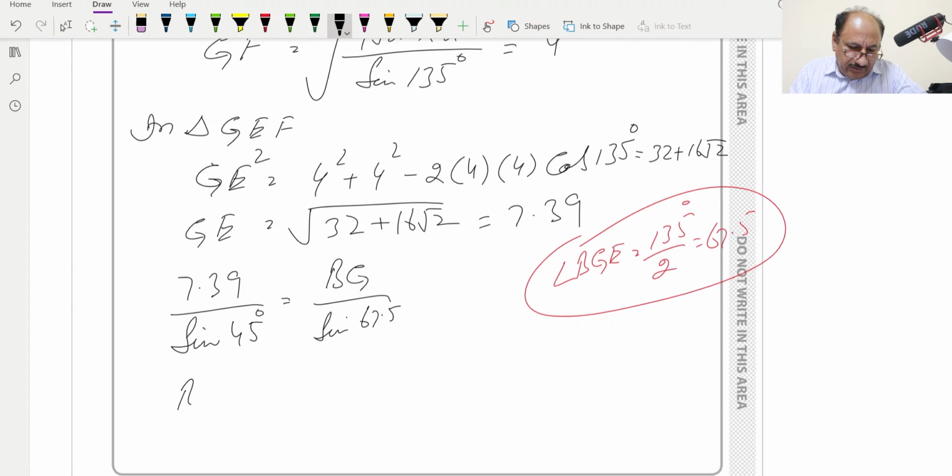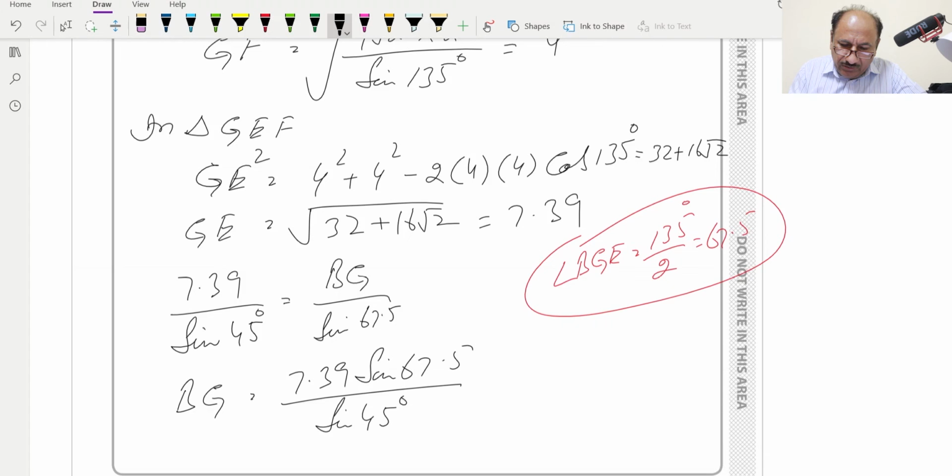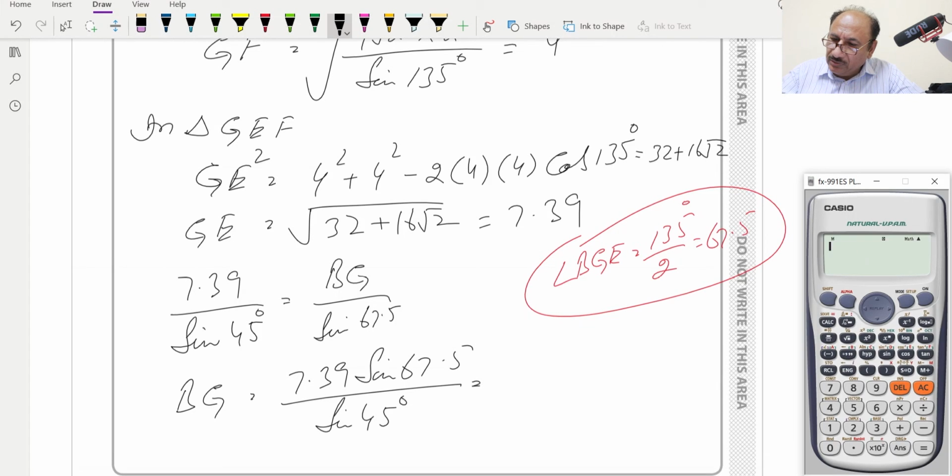Now we can find BG. So BG will be equal to 7.39 into sine of 67.5 divided by sine of 45 degrees, and with the help of the calculator, fraction 7.39 multiplied by sine of 67.5, over, bracket close, over sine of 45 degrees, and this is equal to 9.65.